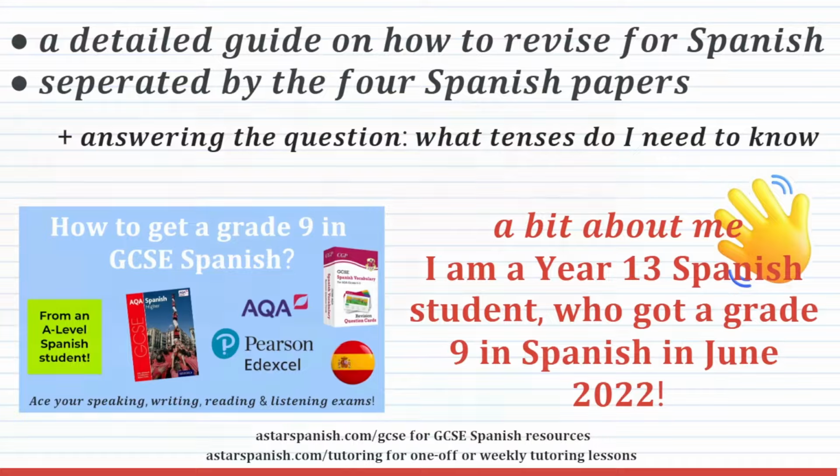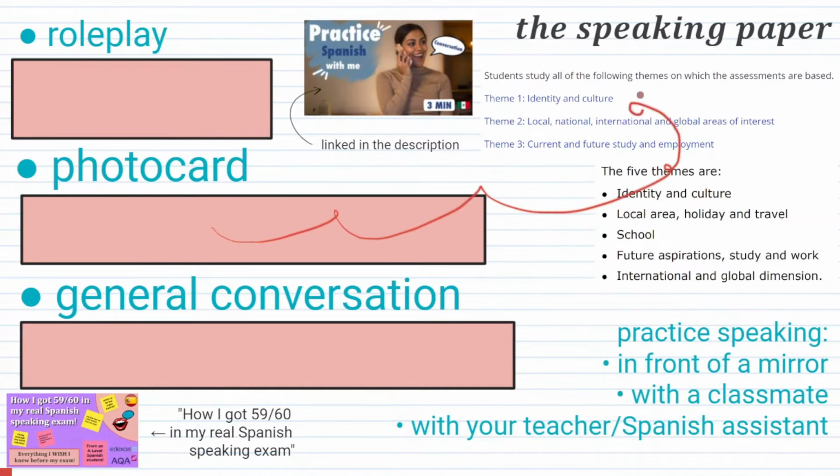Vale, vamos. Okay, you would think I would first be talking about the listening paper, as it's called paper 1, but I'm going to start off with speaking. Paper 2, the speaking paper, is actually the first exam you will sit, because it happens in late April or early May. Although the paper is slightly different for both higher and foundation tier, and it differs slightly based on the exam board, that doesn't matter as the revision methods are the same.